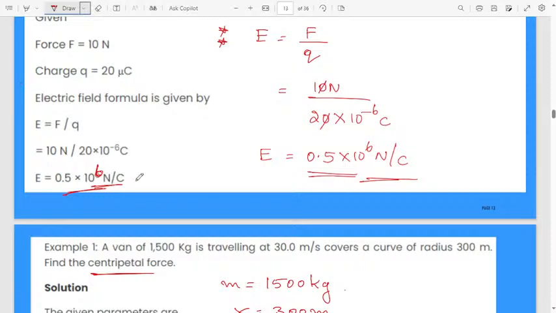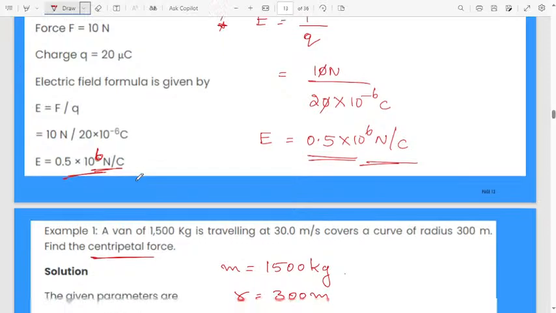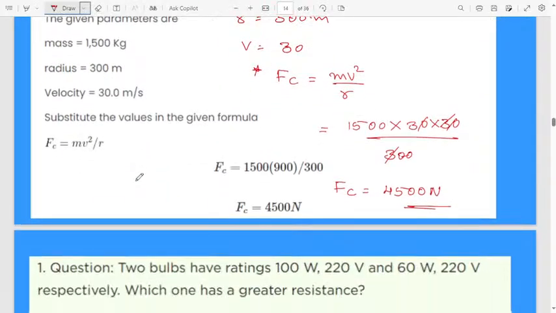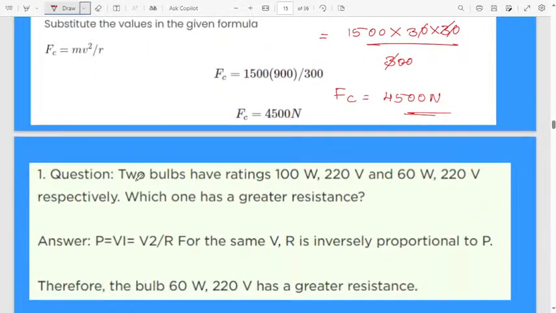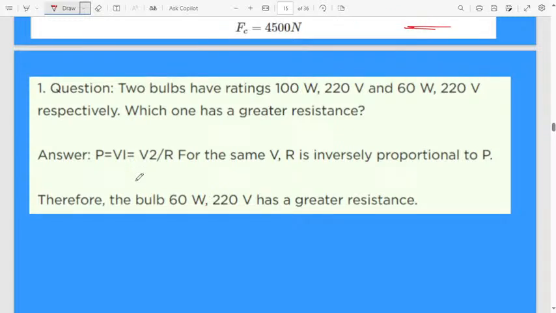Okay, let us move to the next one. Yes, this is 4500 Newton. 0.5, yes, you can write it as 5 into 10 to the power of 5 also.